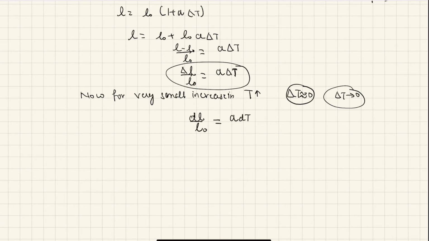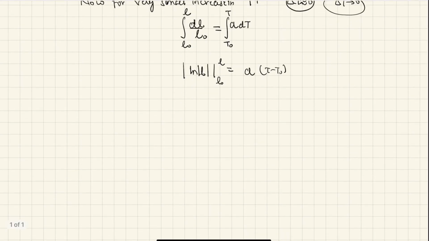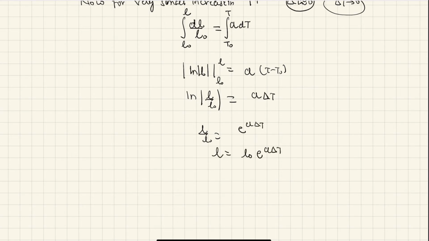So let me integrate both sides, from L naught to L and here from T naught to T, right? It will turn out to be ln of L from L naught to L, again alpha times T minus T naught, which will be ln of L upon L naught equals alpha delta T. So I can write it just like that: L upon L naught equals e to the alpha delta T, and L equals L naught e to the alpha delta T.